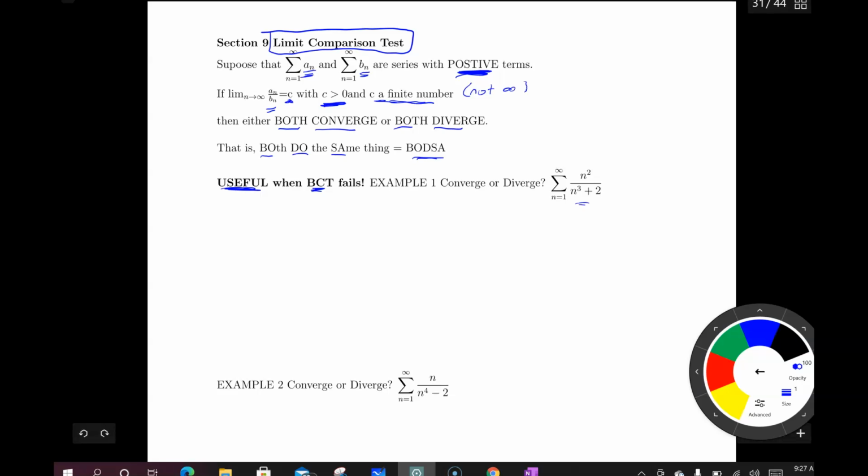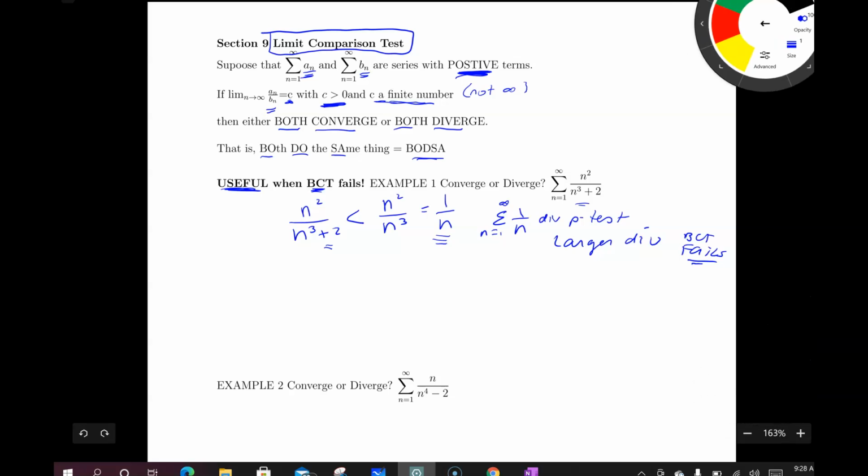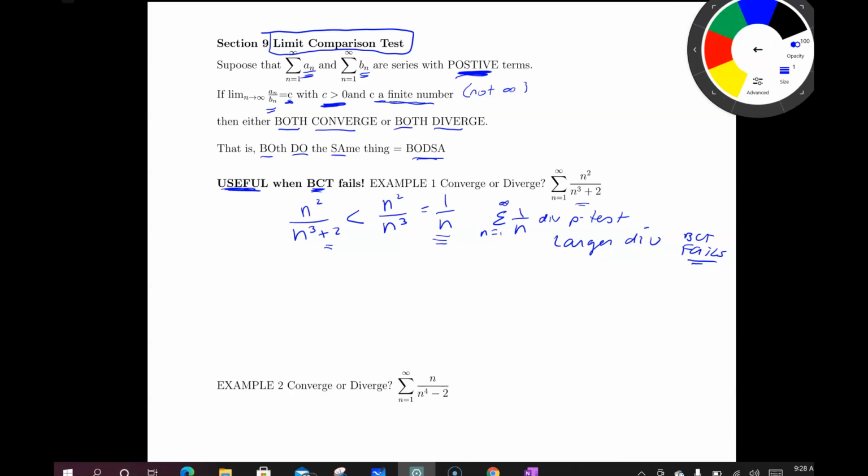So let's look at this one. You're happy-go-lucky, thinking, oh, there's not a problem here. I can pull off that 2, right? Pull off that 2, that one's smaller. I get 1 over n. What do I know about 1 over n? From 1 to infinity, this diverges by p-test. Oh, wait a minute. Here I have the larger diverging. BCT failed. So far you've always gotten the basic comparison test working. Now you're going to get it that it fails on occasion. It has to be the larger converging.